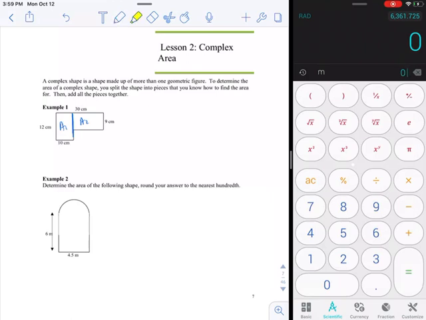Now, the whole side here is 30, and if this part is 10, we need to figure out what is that part. So we simply go 30 minus 10. That's got to be 20 centimeters. So we end up with 2 shapes, area 1 and area 2.